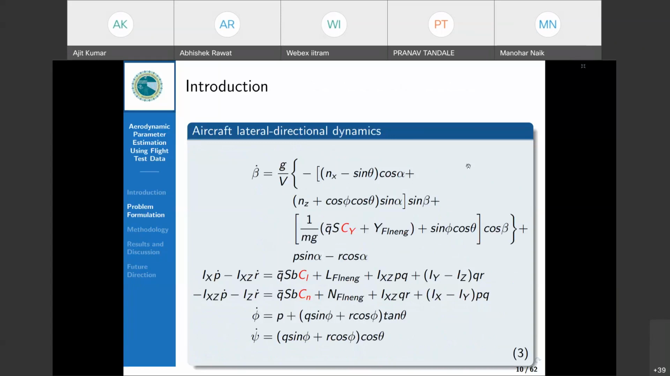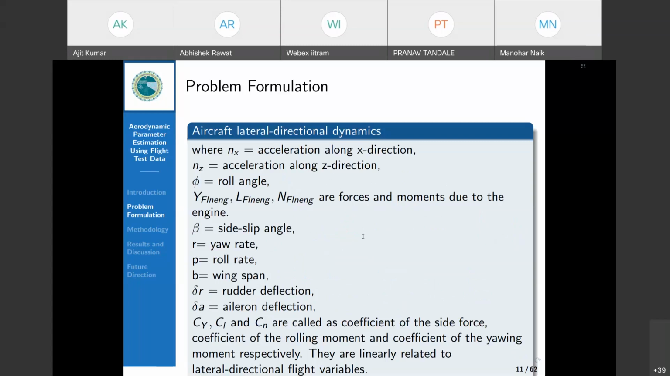Similarly, as I discussed about longitudinal dynamics, we have lateral and directional dynamics, in which the state variables are beta, which is your side slip angle, P, which is roll rate, P dot, which is the rate of that, and R, which is your yaw rate, and the Euler angles phi and psi. In these equations you can also see variables like Cy, Cl, and Cn. They represent lateral directional force and moments, and their notations are: nx is acceleration along the x direction, nz is acceleration along the z direction, phi is your roll angle, and y, f, l, e, and g are the engine parameters, beta is your side slip angle, r is your yaw rate, p is roll rate, b is wingspan, and delta r and delta a are control surface deflections, rudder and aileron deflection.